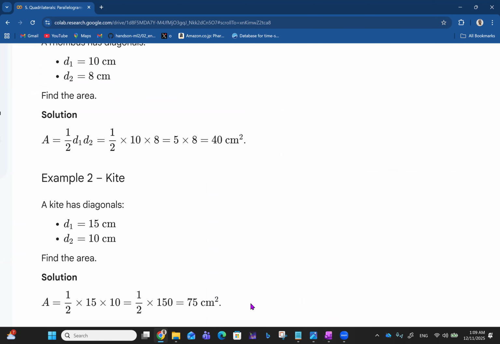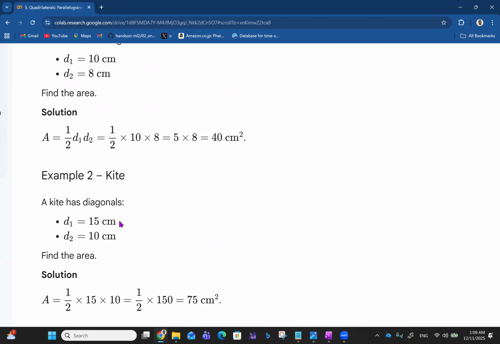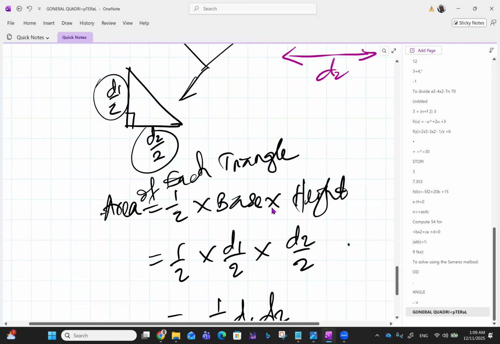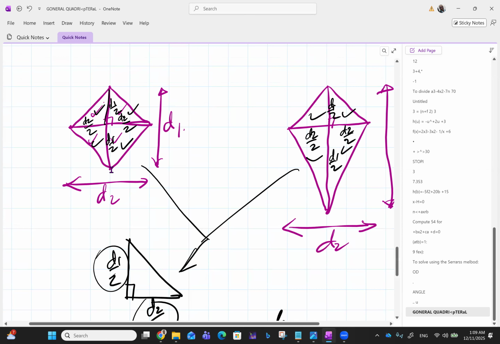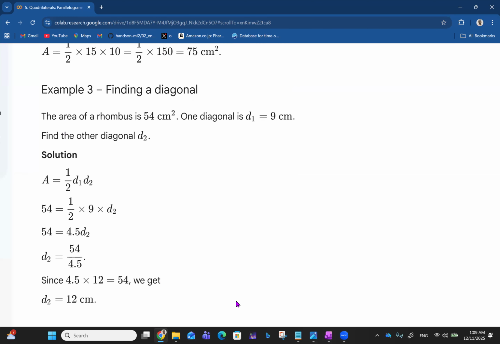On the other hand, for a kite, same. A kite has diagonals D1 15 cm, D2 10 cm. I think it's the same thing. The lengths don't necessarily have to be the same. Find the area. So area is 1 over 2 times 15 times 10. That's 1 over 2 times 150. That's 75 centimeters squared. And we keep it moving.